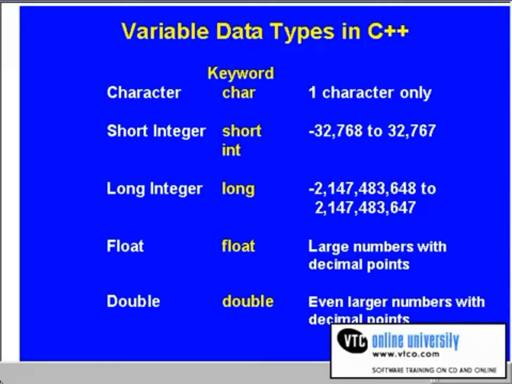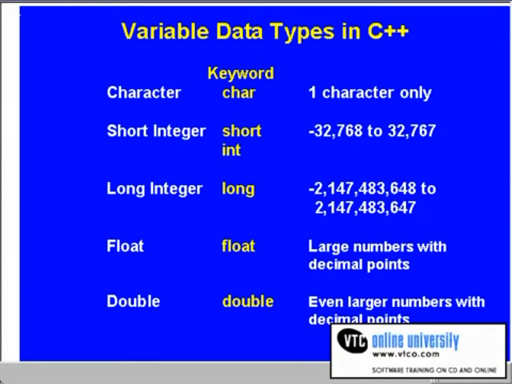This chart shows the most commonly used variable data types in C++. Each variable that you create must be assigned a data type. The data type determines the type of data the variable or memory location can store. This is especially important in the language C, as the type of variable that you declare will determine what you can or cannot do with that variable.